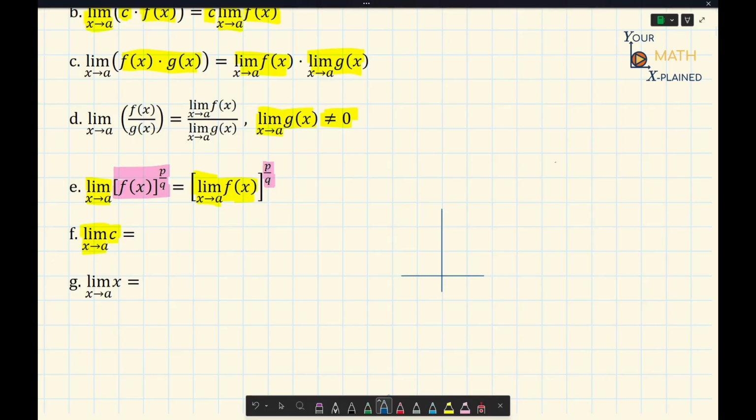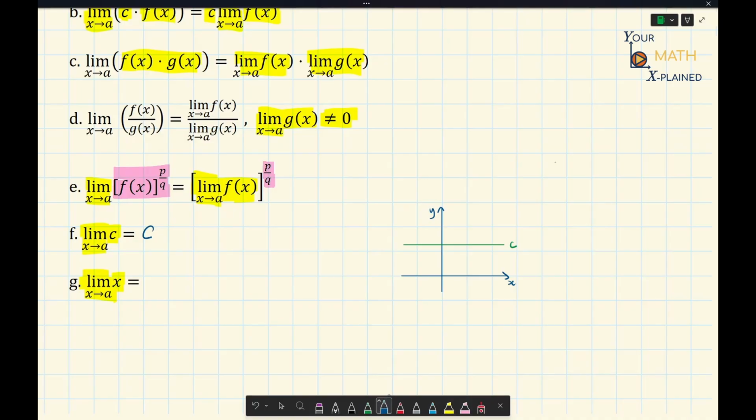That's our y-axis. This is our x-axis. And a constant function would just be a horizontal line. So this would be our constant c. So you can see that it doesn't really matter what our a value is because our function is always equal to c. So therefore, the limit as x approaches a of a constant c is always going to be equal to c. And then the last limit law is the limit as x approaches a of the function x.